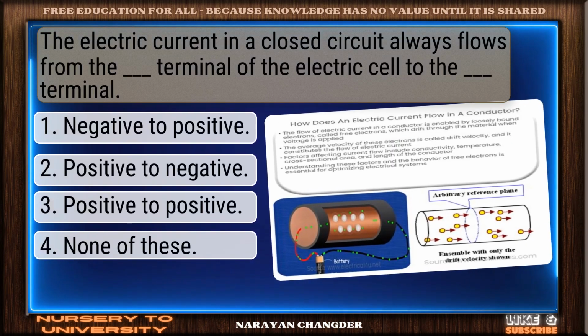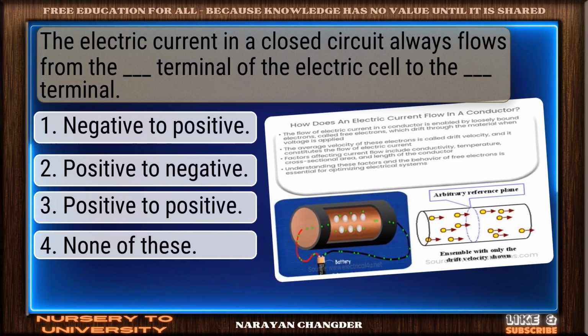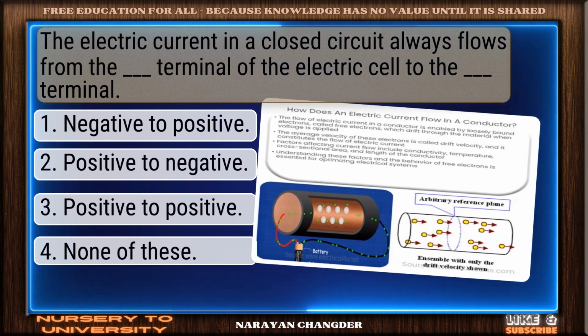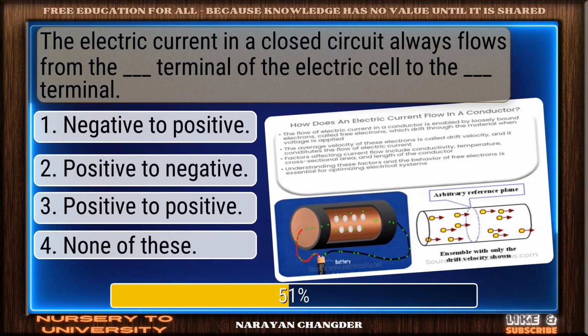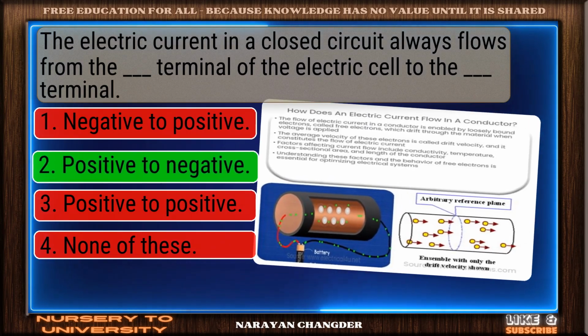The electric current in a closed circuit always flows from the dash terminal of the electric cell to the dash terminal. Nicely done. Positive to negative is a solid answer.